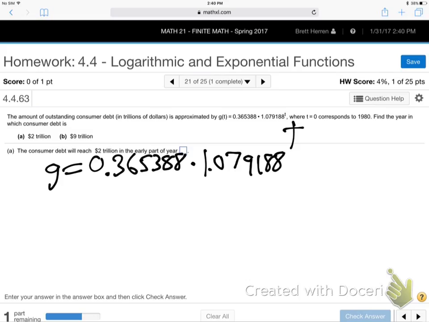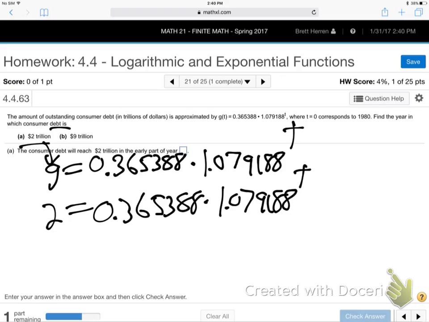So I just track that through. It said G is the amount of debt, and it says the debt is 2 trillion. So plug in 2 for G. Did you track with me on that? That's just by looking at the words. So basically, I have to solve for T. Plug in 2 for G. And then in part B, you'll just plug in 9 for G and solve, right? So I have to solve this equation, having plugged in 2, for T. How do I solve for T?